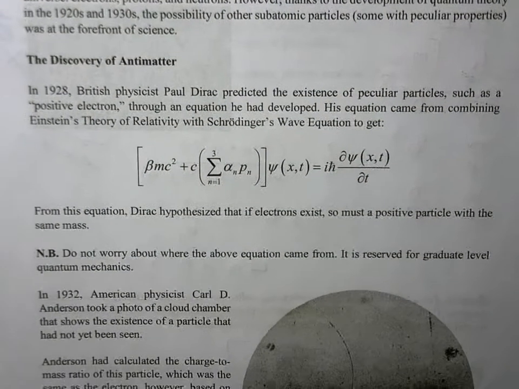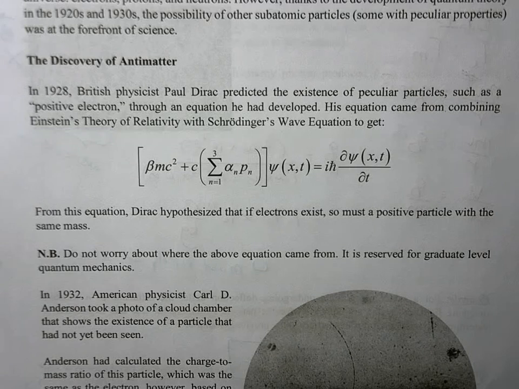So the first name that comes up when we're talking about these new particles, or what we call antimatter, is a gentleman named Paul Dirac from the UK. He predicted the existence of these new particles. He just said they were a little peculiar. One of them being this thing called the positive electron.